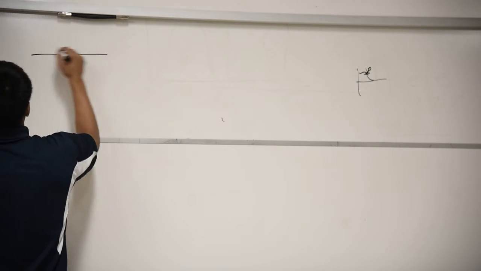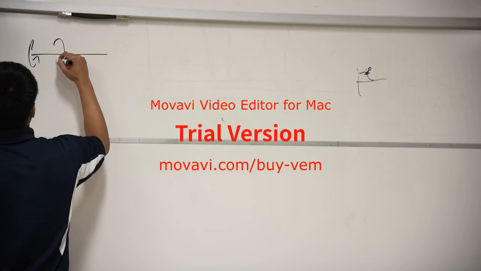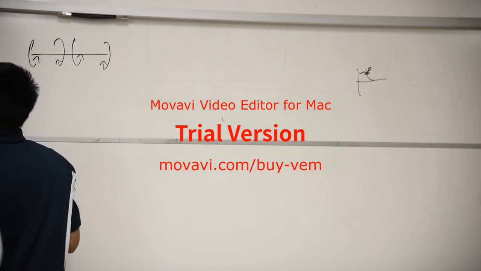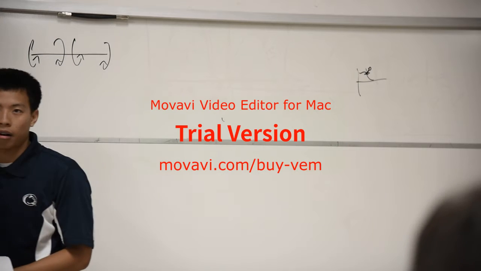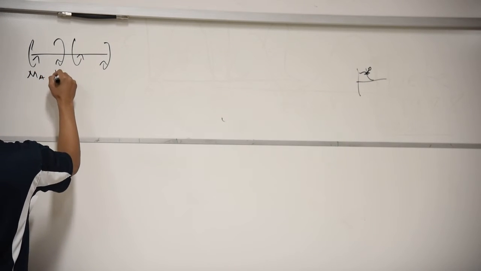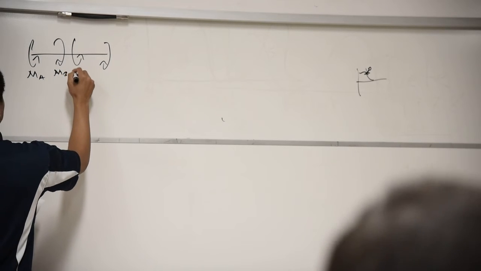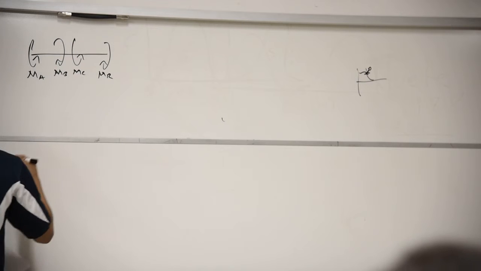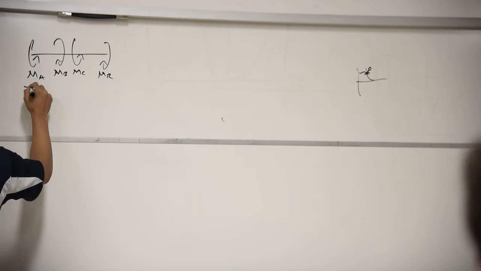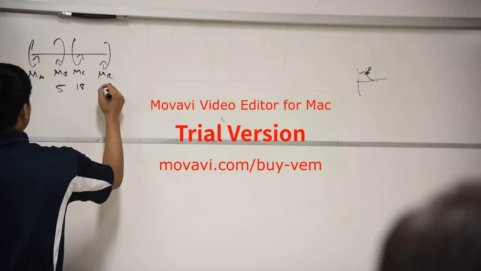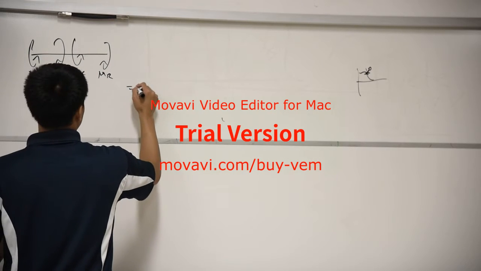Free body diagrams. Reaction. You gotta put names. You can't just draw it. You're gonna have to put a name. So moment A, moment B, moment C, and then moment, let's call it reaction. Okay, you got 7, 5, 18. Okay, sum of moments equals 0.